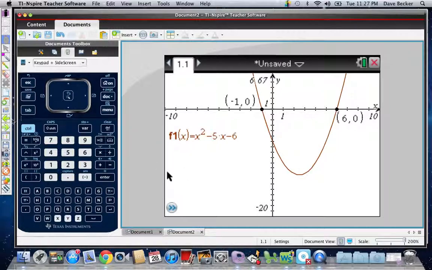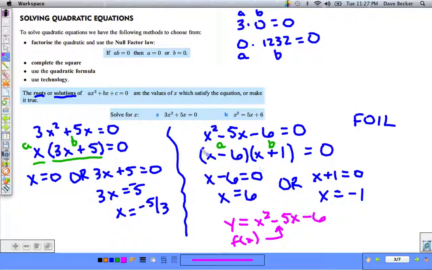And if we go right back here, those are the same solutions that I got. x equals 6, x equals -1. So I solved it graphically with my calculator and using algebra or the null factor law as well.